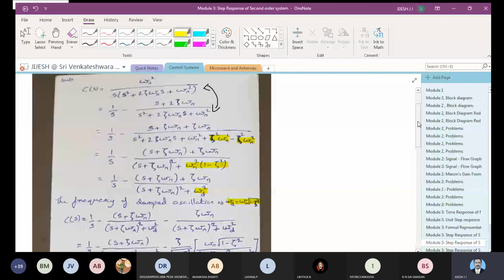If you understand this, it is very simple. So don't get into the complications of that. It is not that complicated. You only need to understand what you have done: added, subtracted, taken terms together, and omega d square is omega n square into 1 minus zeta square, and so on.